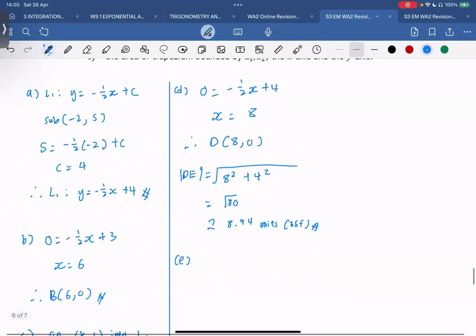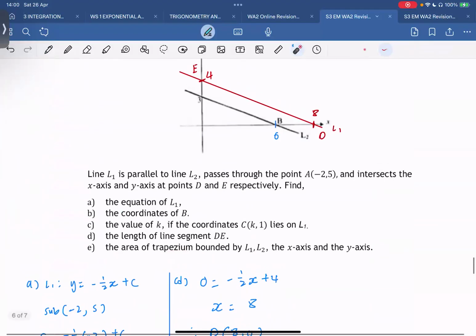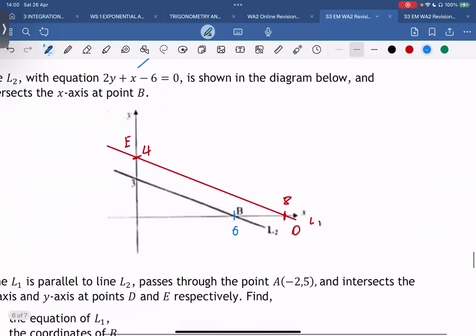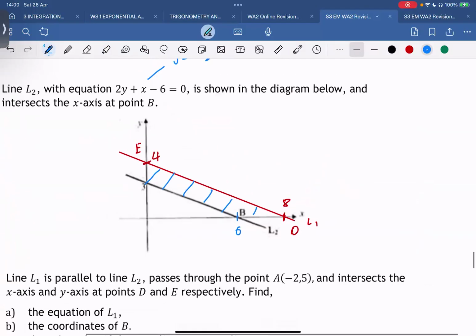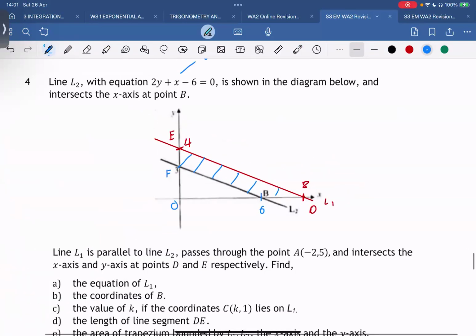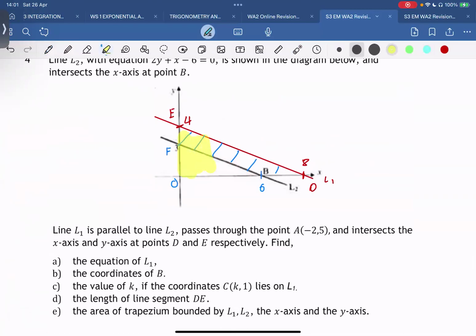Okay, finally, part E. Find the area of trapezium bounded by line L1, L2, x-axis and y-axis. So they are asking for the area of this trapezium over here. Right, an easy way to find the area of this trapezium is that we can take the area of triangle OED minus the area of the small triangle OB. Okay, this point we don't have a letter, so let me just label this point as F. Okay, we can just minus area of triangle OBF. So let me highlight this. We can take the big triangle minus the small triangle.